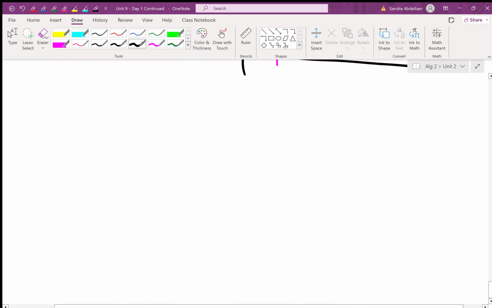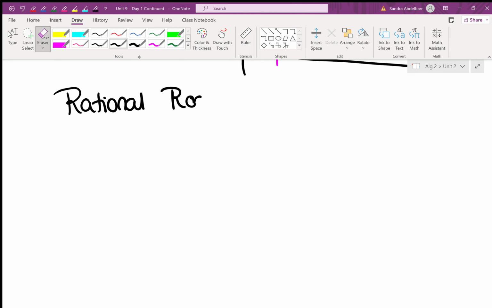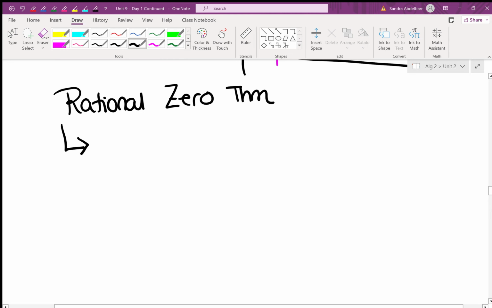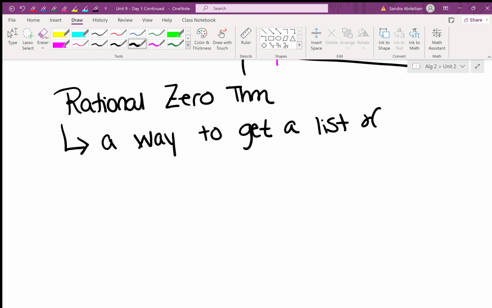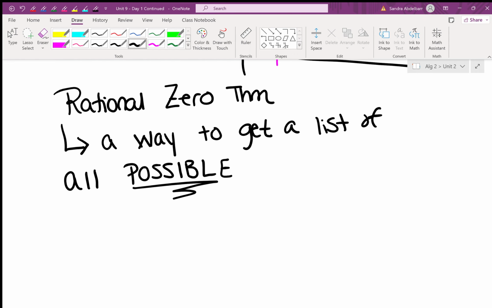Okay. The rational zero theorem. Sorry, rational zero theorem. The rational zero theorem gives us a way to get a list of all possible real roots. I'll explain. Oh, actually, it's not all possible real roots. It's all possible rational roots.